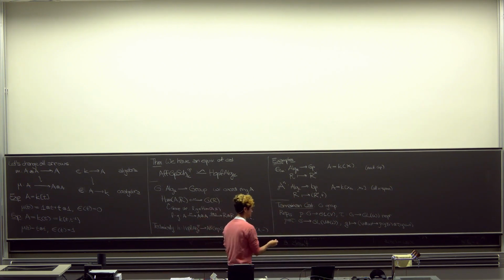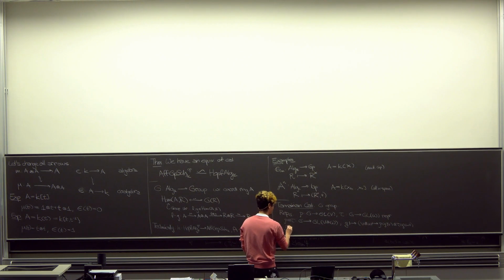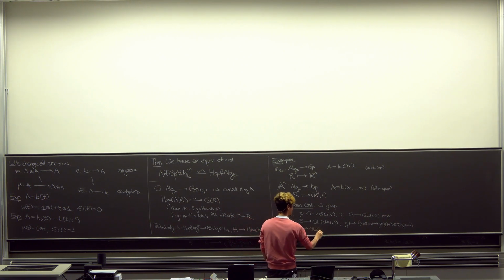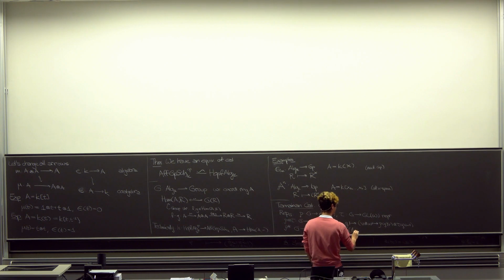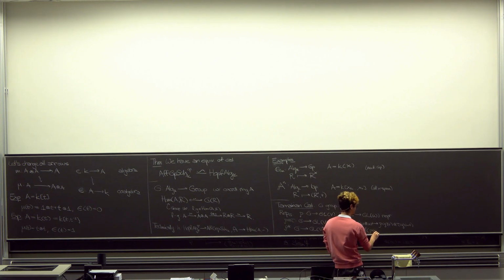I also have some notion of dual. I can look at the so-called dual representation, which goes from GL(V) to GL(V dual), which sends g to this automorphism. I take a linear form L, and I send it to L composed with rho_g^(-1).